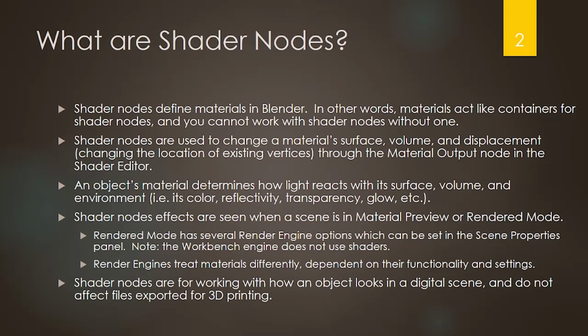An object's material determines how light reacts with its surface, volume, and environment. In other words, its color, reflectivity, transparency, glow, etc., all things to do with light. Shader nodes' effects can only be seen when you're working in the material preview or rendered mode, the other two modes being X-ray and solid mode. A brief note about that: there are several render engines when you're in rendered mode, one of which does not even use shader nodes, and the other two will treat materials completely differently, depending on which one you're using and the settings you set within each.